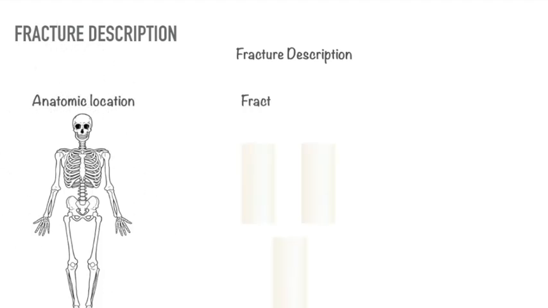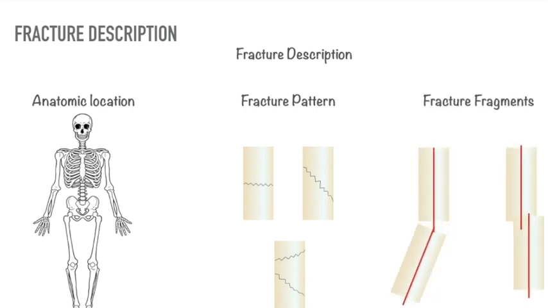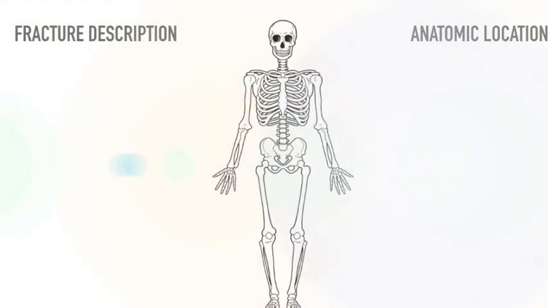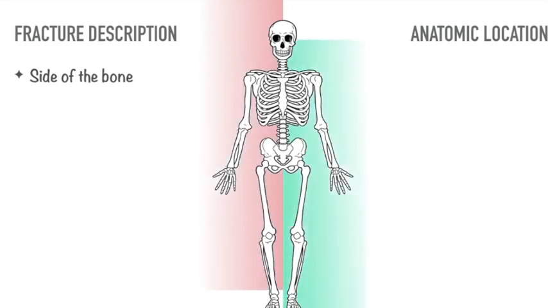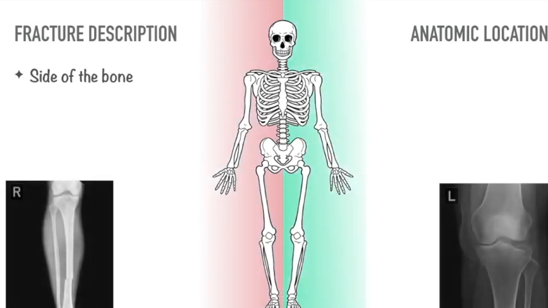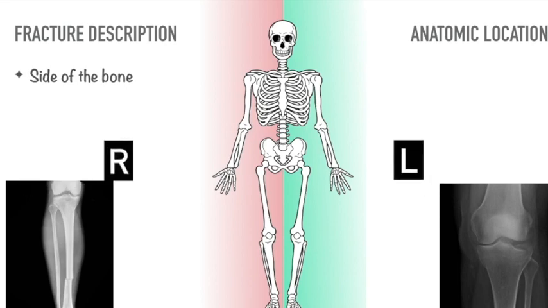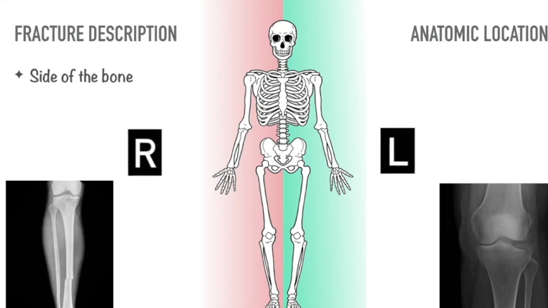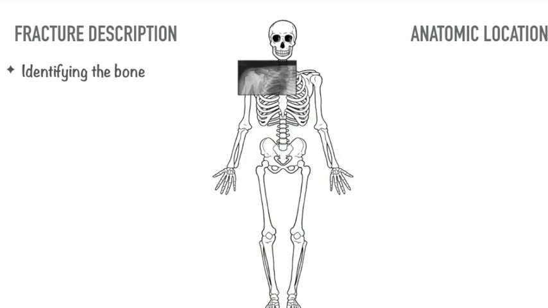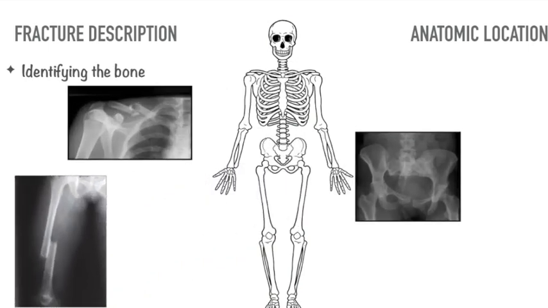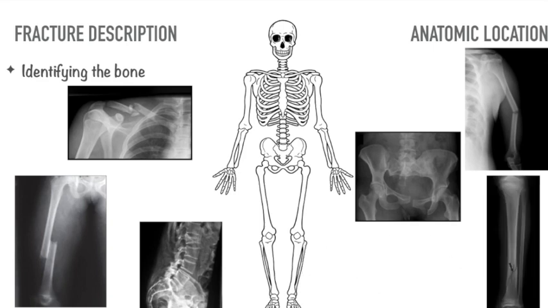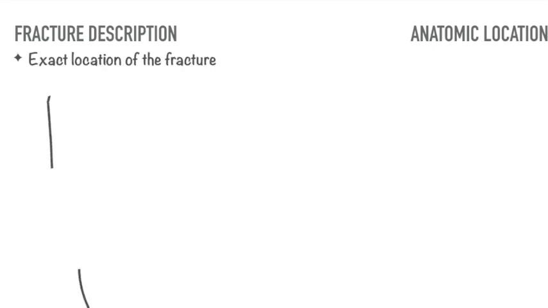The fracture description on a trauma radiograph must include anatomic location of fracture, fracture pattern, and the relationship of fracture fragments. While describing the precise anatomic location of the fracture, the first step is to find out if it is a left or right-sided bone. This can be done by reading the marker on the radiograph and confirmed by clinical examination of the patient. The next step is to identify the involved bone. Then comes the exact location of the fracture.